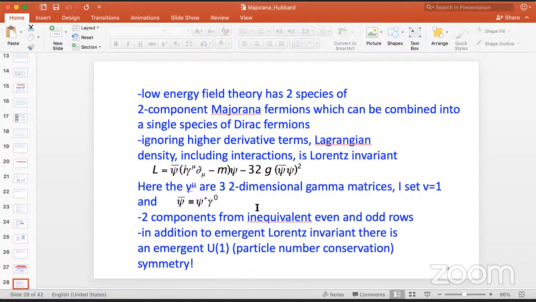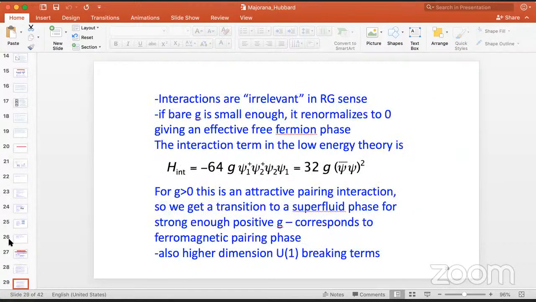So there are 2 components from inequivalent even and odd rows, as I mentioned. In addition to Lorentz invariance, there's an emergent U1 symmetry, remarkably. So both Lorentz invariance and U1 symmetry have emerged. Interactions are irrelevant in the renormalization group sense if the bare G is small enough, so it renormalizes to 0.